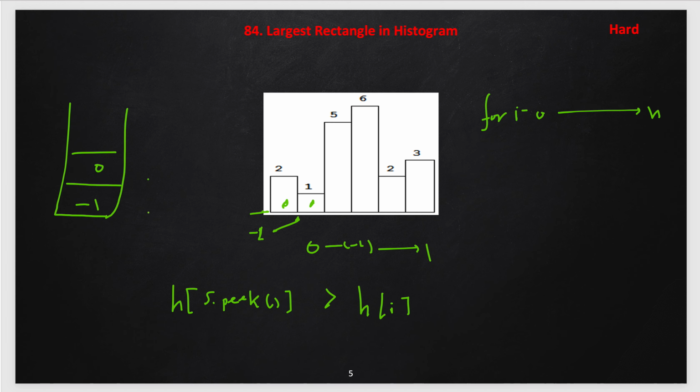So we will start popping until this. We will pop this element while the stack peek index is not equal to -1, and the height of the stack's peek element is greater than the current height, which is h of i. Whatever index i we are processing, if that is the case, we will update the area.